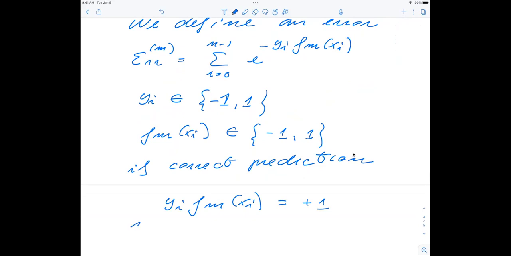Then, if wrong, we get a positive argument. Then what we have is that y of i times f n of x of i is equal to minus 1. And then we get a positive argument because we have e to the minus times that function. And that means that this is a value which, depending on the weight we multiply it with, can be used to emphasize the points which we describe wrongly. And that means that when we do the next iteration, we can put more emphasis on the wrongly described results and less on the correctly described ones.